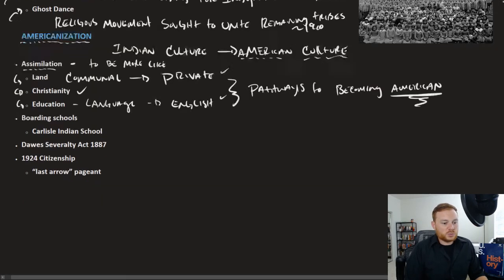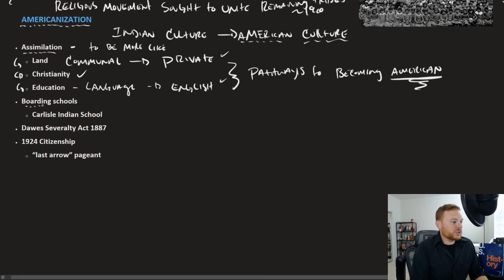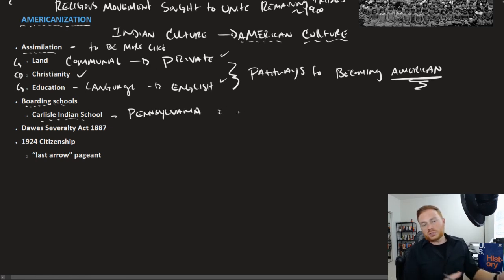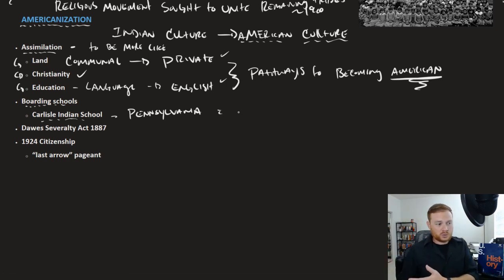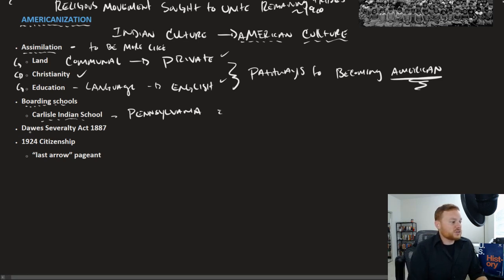Some of the ways in which this was practiced was boarding school. The Carlisle Indian School is one example, maybe the most well-known, located in Pennsylvania. This was where Native Americans were taught more about American culture and also really forced to disconnect with previous ways of life. The Dawes Act is also one of these examples.